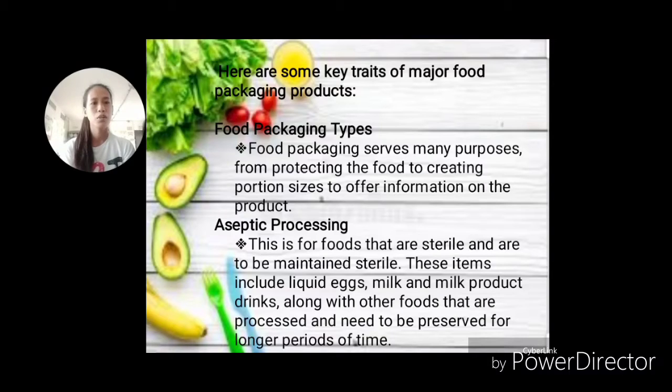The first one is food packaging types. Food packaging serves many purposes, from protecting the food to creating portion size to offering information on the product. The second one is aseptic processing. This is for foods that are sterile and are to be maintained sterile. These items include liquid eggs, milk, and milk product drinks, along with other foods that are processed and need to be preserved for longer periods of time.